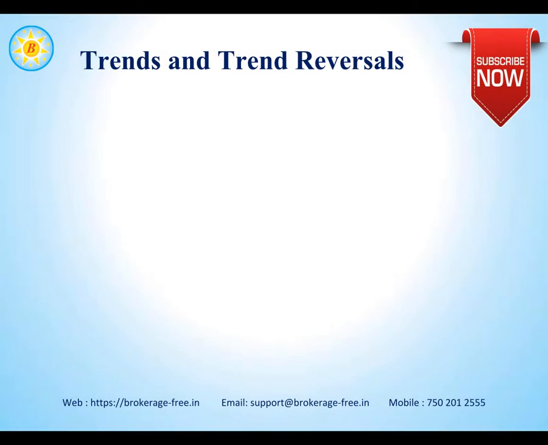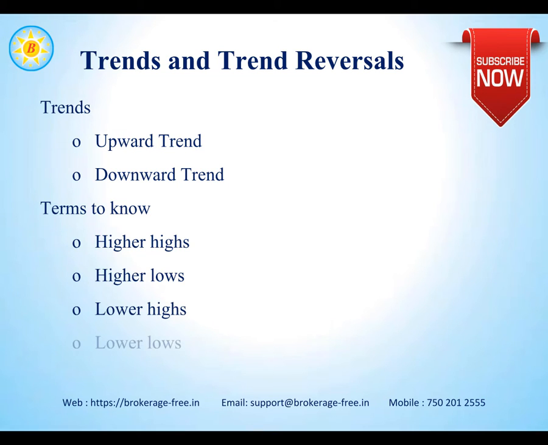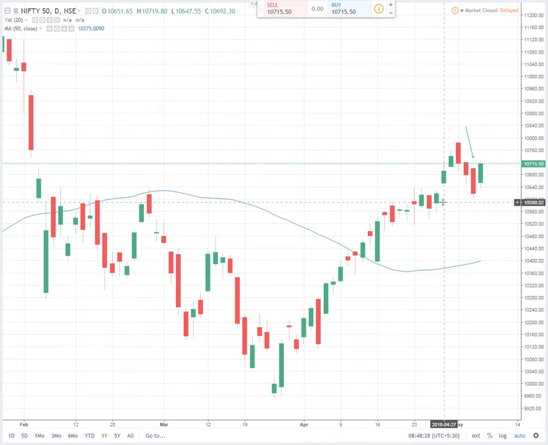Let's understand what trends and trend reversals are. There are 2 types of trends, as you can see. One is an upward trend and the other one is a downward trend. And there are also other terms that are used to identify these trends. The terms that we will see in this tutorial are higher highs, higher lows, lower highs and lower lows, and how these 4 terms come to define what is an upward trend or a downward trend. Let's have a look at the charts and understand what these terms are.